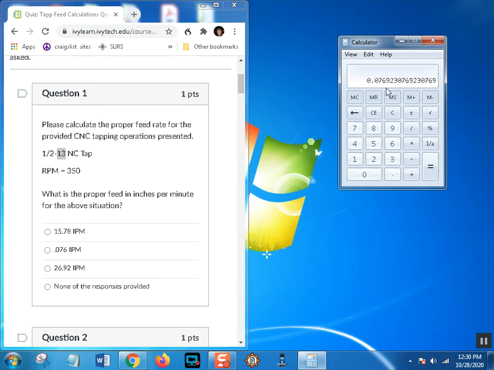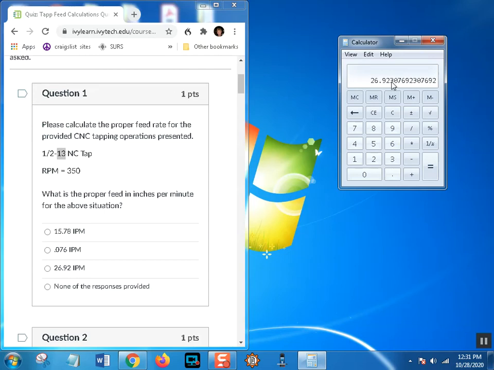So what we're going to do is just take this number here, which is the pitch expressed as a decimal, and multiply it times the RPM, times 350, and you end up with what looks like a pretty ridiculously high feed. Well, remember this: every time that tap goes around once, it needs to move 76 thousandths. So if I'm going 350, that's not pretty unusual.